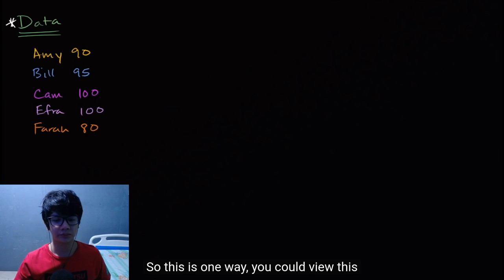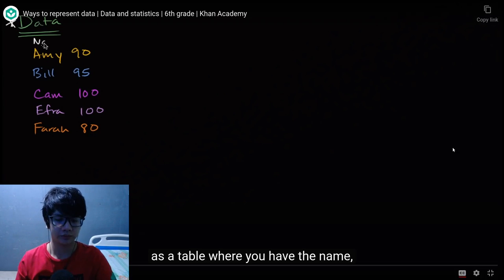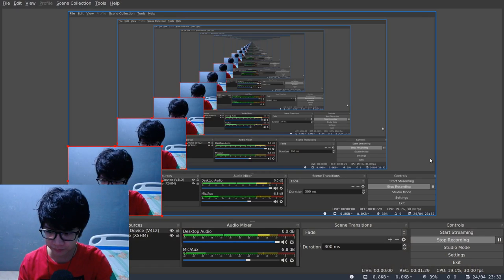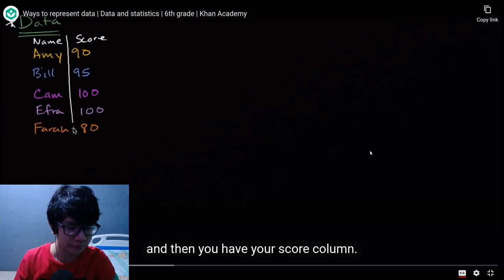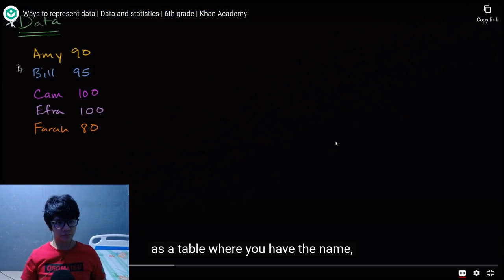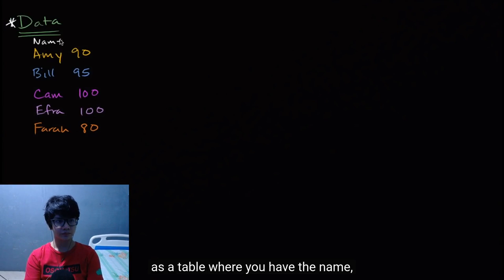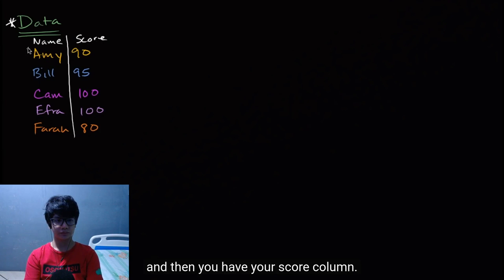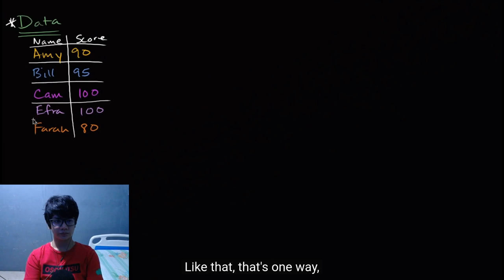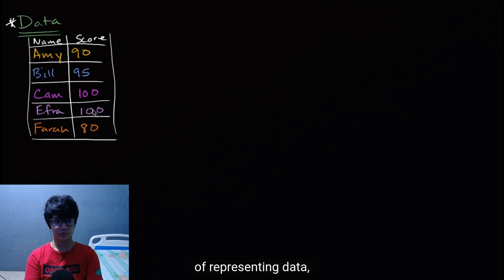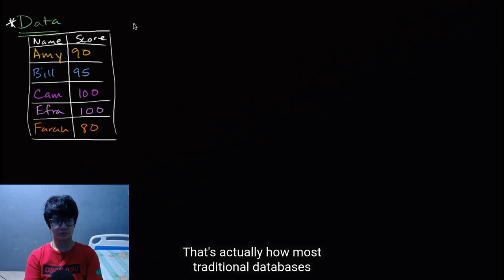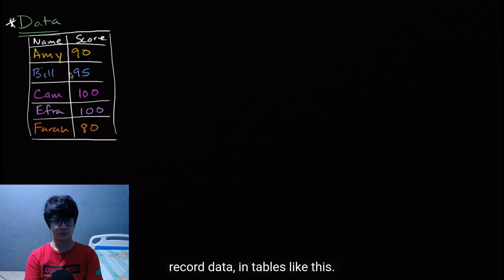So this is one way. You could view this as a table where you have the name, and then you have the score. So you have your name column, and then you have your score column, and I could construct it as a table. So it clearly looks like a table like that. That's one very common way of representing data. That's actually how most traditional databases record data, in tables like this.